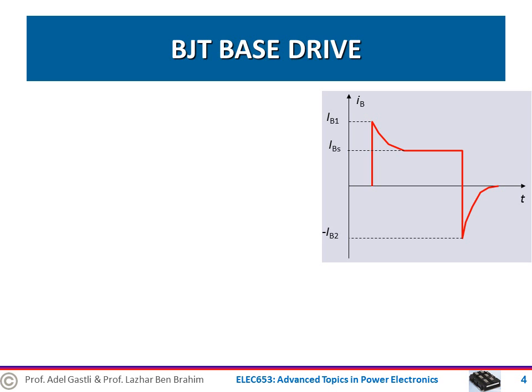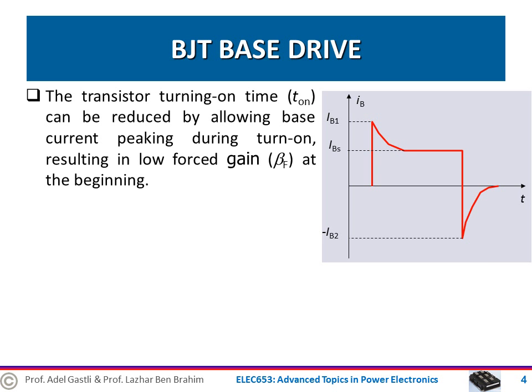This waveform can control the BJT's turn on and turn off times in order to make the transistor commutate very fast and thus obtain fast switching speed. The transistor turn on time T-on can be reduced by allowing the base current to peak during turn on, resulting in low forced gain beta F at the beginning of the transition.